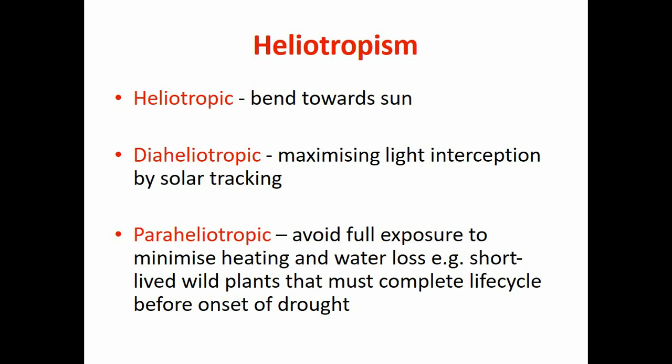So heliotropic is to bend towards the sun, diaheliotropic is to actually follow the sun by solar tracking, and paraheliotropic is to avoid. Make your leaf straight up to avoid excess light. Make your cycle short-lived. Make sure you've got a short life cycle. Prevent water loss.